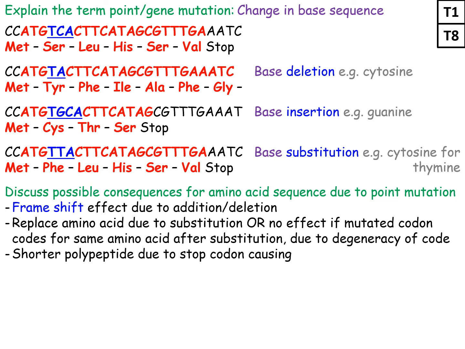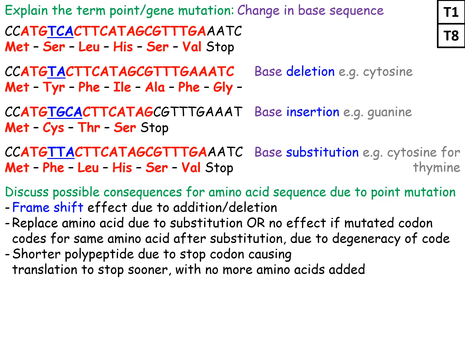Now, if you have a frame shift or the amino acid substitution codes for a stop codon, that means you end up with a shorter polypeptide chain. This is because translation will stop sooner and no more amino acids will be added. So that is another effect on the amino acid sequence that could happen.